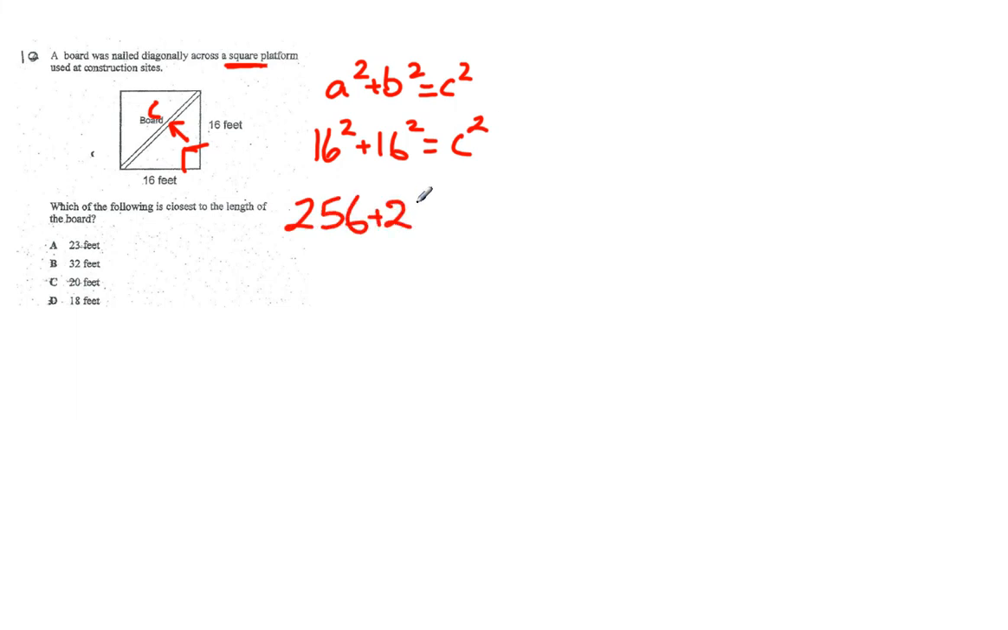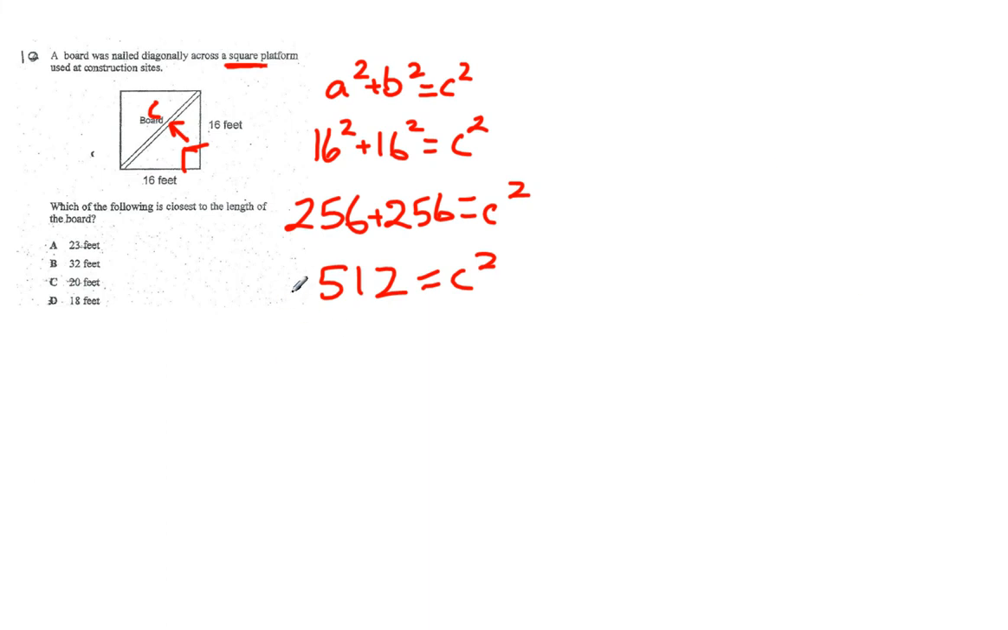16 squared is 256, equals C squared. We add these together. That's 512. Come on, powers of 2. You know this. Maybe not. It's 2 to the 8th power. Who doesn't know that? Regular people, right?